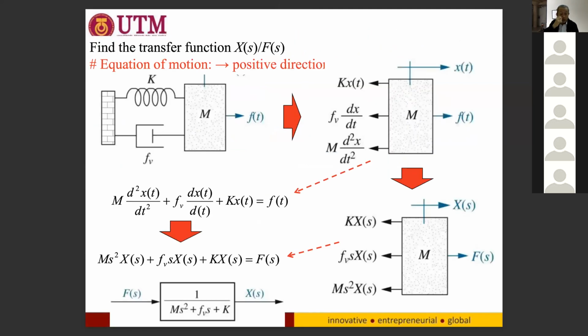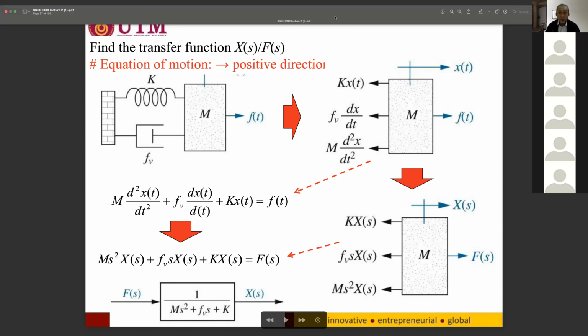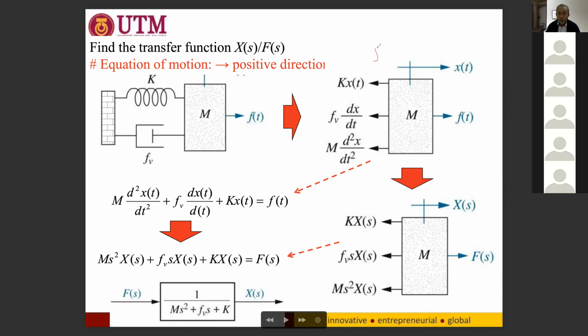So similar to the examples just now, you have these connections of spring, damper, and mass. What we do first is draw a free body diagram. So this is what I call the free body diagram.